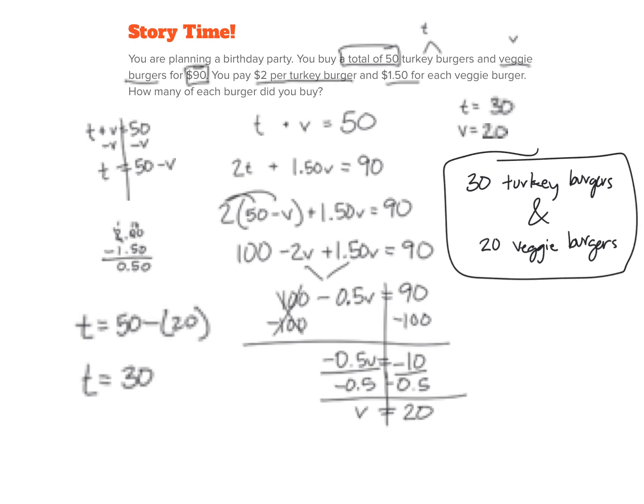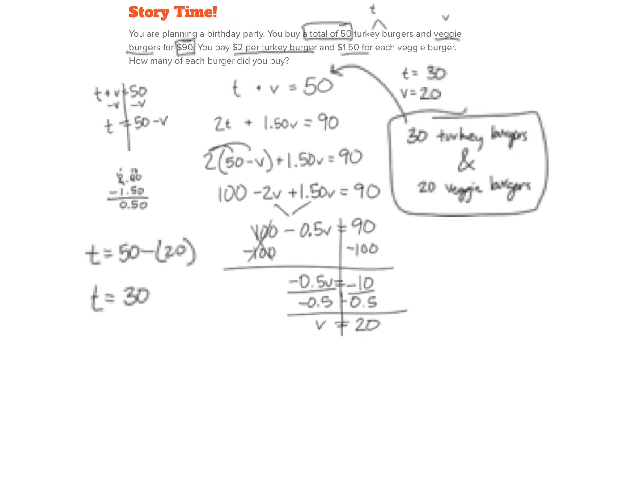There we go. How can we check this? Well, clearly it works in this equation right here. 20 plus 30 is 50. I can go through and solve this out just to confirm that this does in fact equal 90 bucks, but it should work out to be that way.